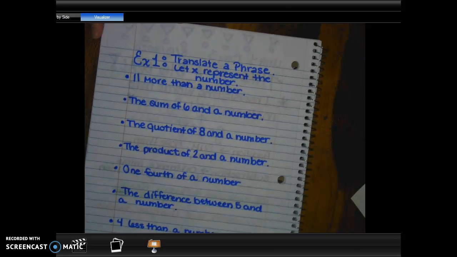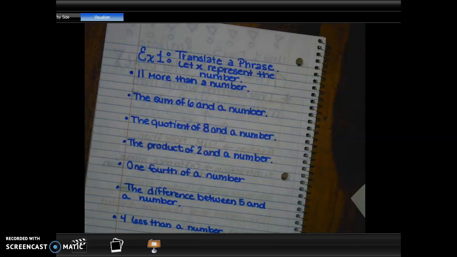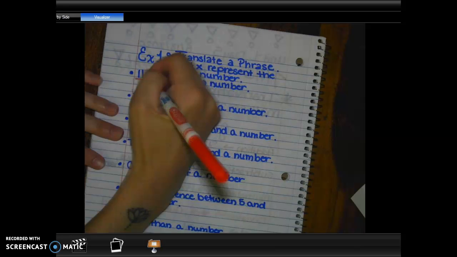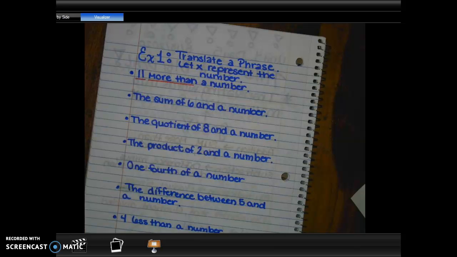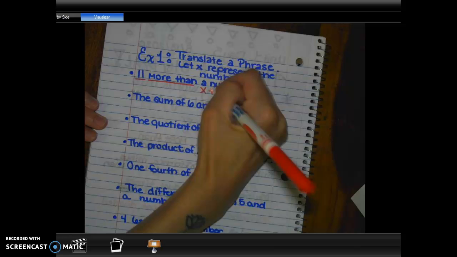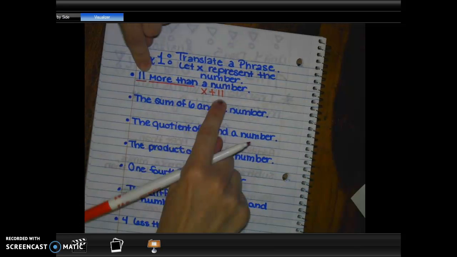All right, so let's go ahead and start practicing. Here we go. Translating phrases, and let X represent the number. It will say a number of some kind, and let X represent that number. So our first example says 11 more than a number. So what I like to do is identify "more than." That's going to tell us what type of symbol we're using. And then we already know that our number is X. So more than means to do addition. So if I rewrite this phrase, I would write, okay, 11 more than a number. So you have your number, and we're going to add 11 to it to make it more.